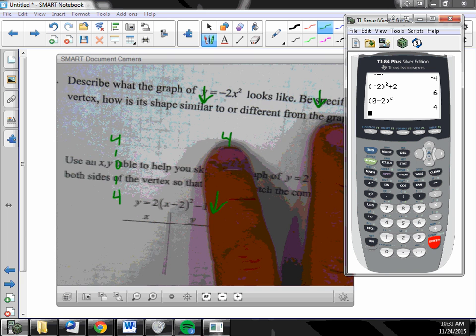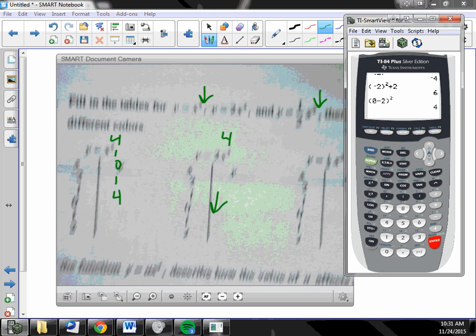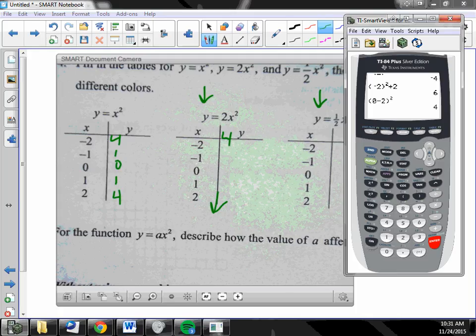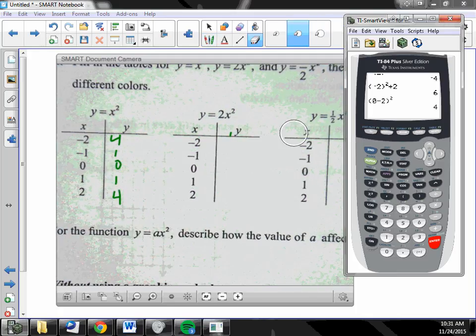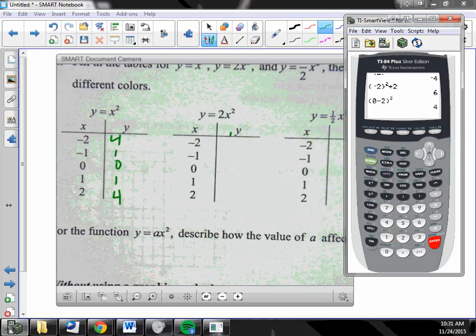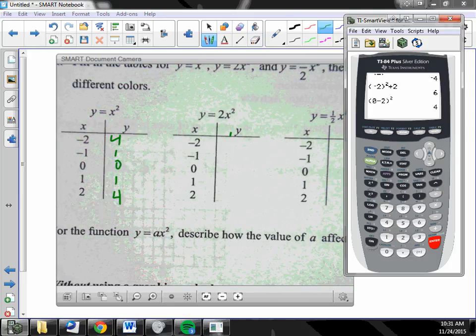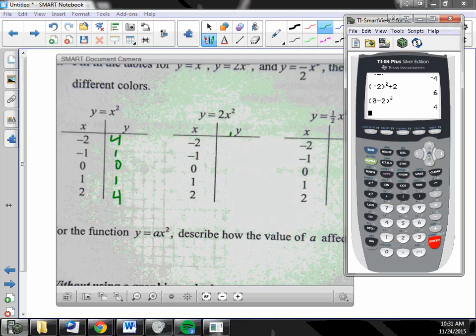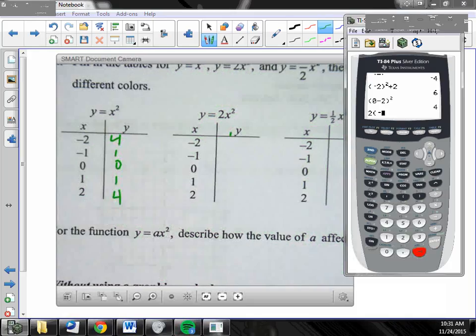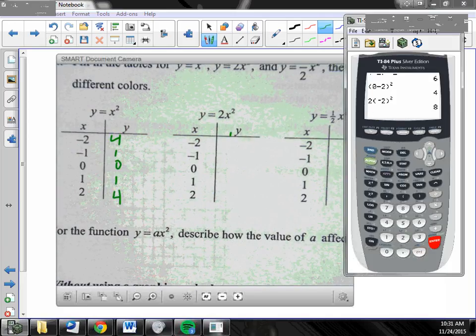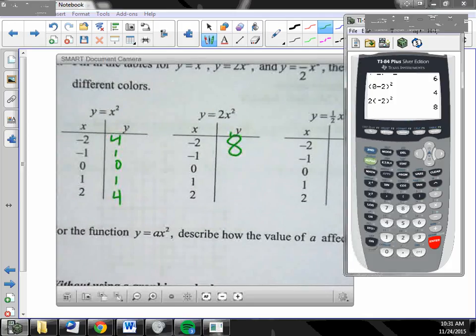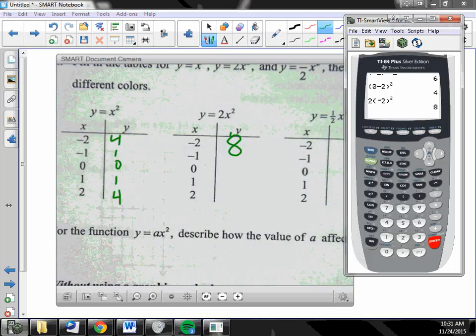And then on the back, at the top, once again, we already know the first set, 4, 1, 0, 1, 4. That's the same as all the other equations. How do you do 2x squared in your calculator? 2 parenthesis negative 2 parenthesis squared. Yeah, this is the first set on the back. So that would be 8. And then you describe what happens when you multiply and what happens when you divide or multiply by a fraction.